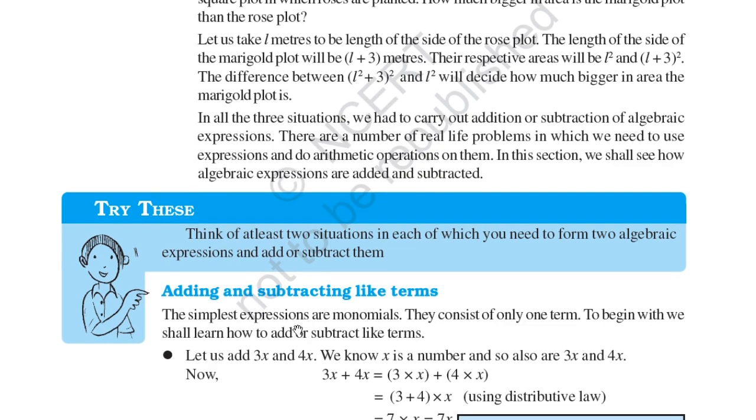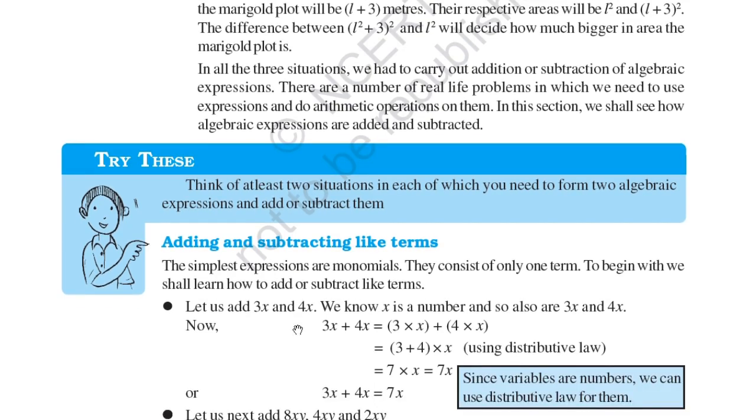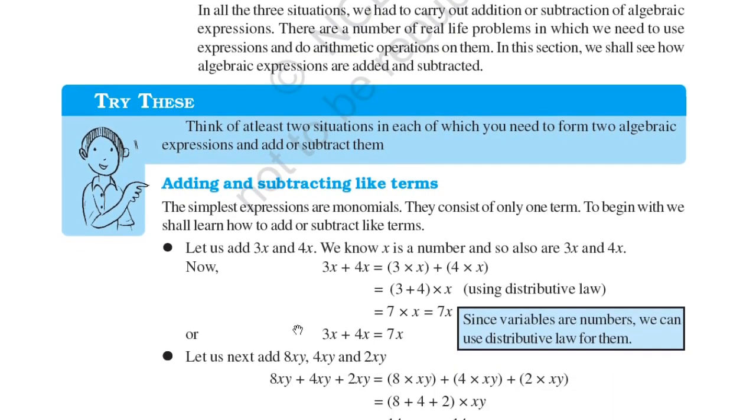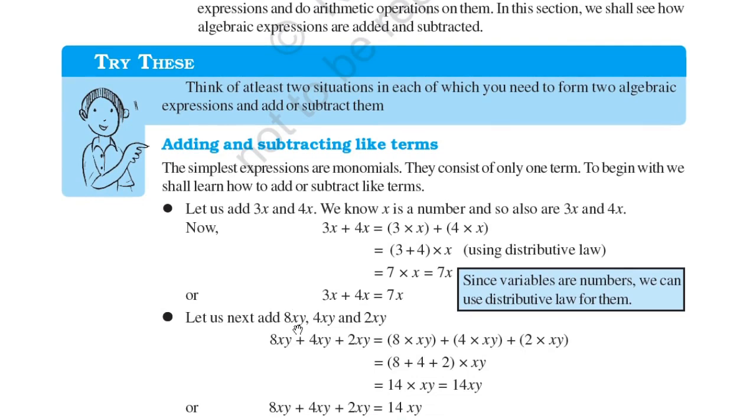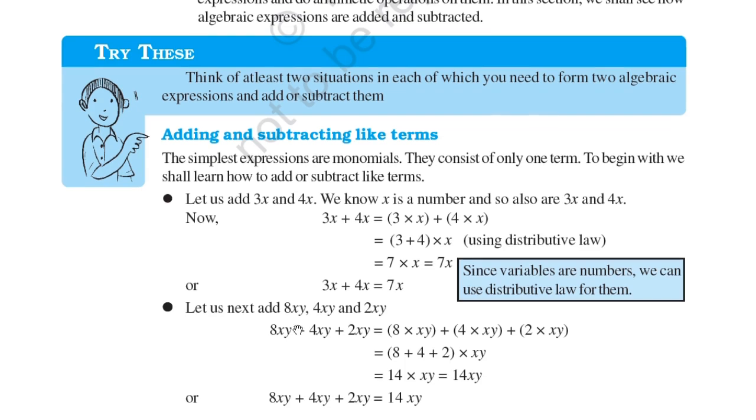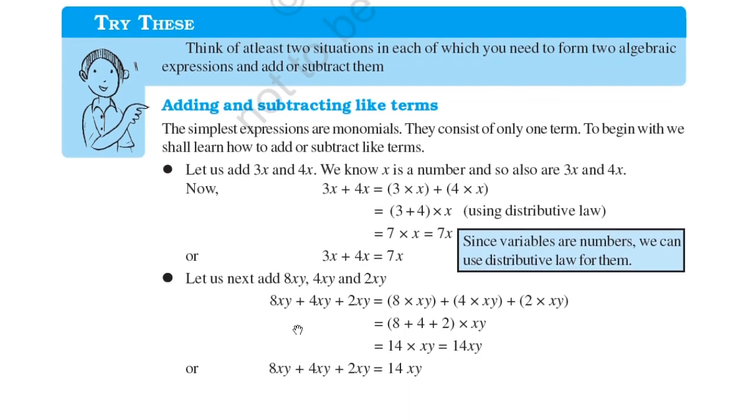There are a number of real life problems in which we need to use expressions and do arithmetic operations on them. In this section, we shall see how algebraic expressions are added and subtracted. So, adding and subtracting like terms. The simplest expressions are monomials. They consist of only one term. To begin with, we shall learn how to add and subtract like terms. So let us add 3x and 4x.